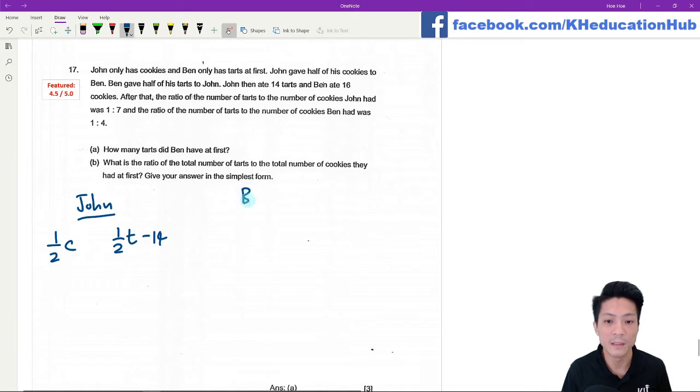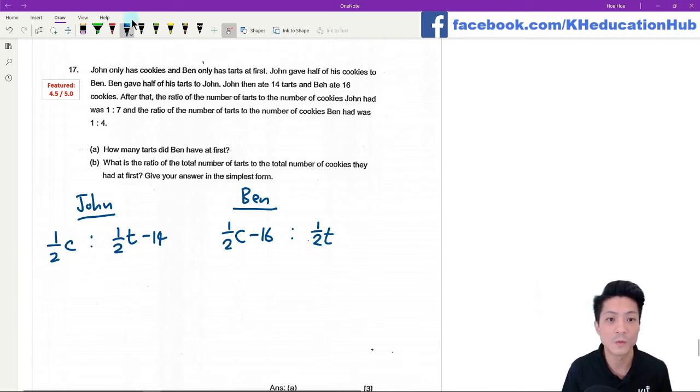And for Ben, he received half of the cookies from John, but he ate 16 cookies. As for the tarts, he is left with half of it.